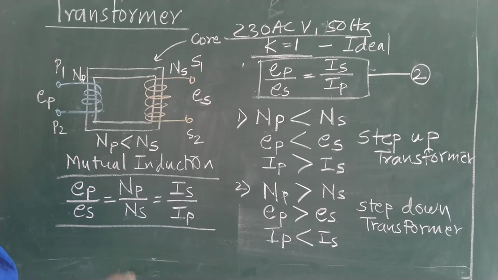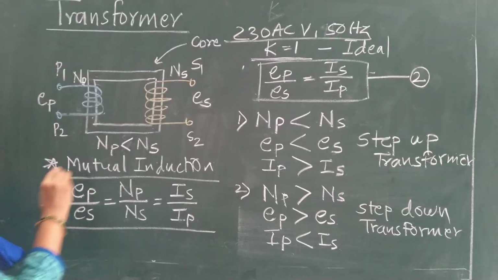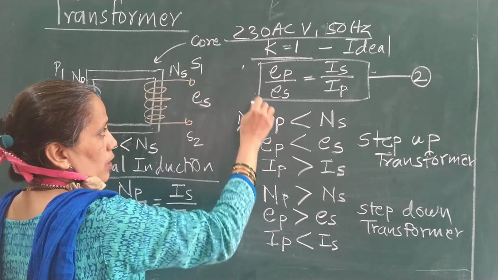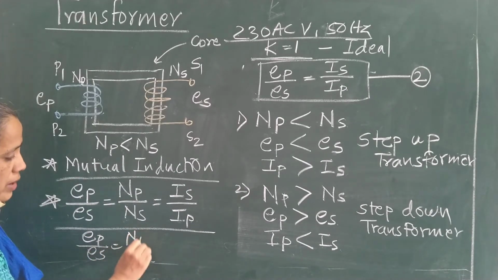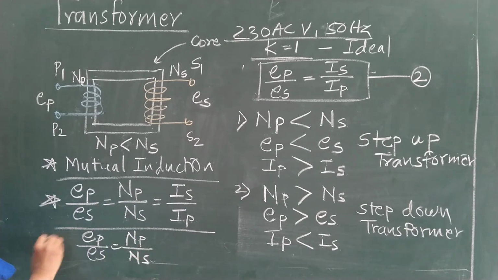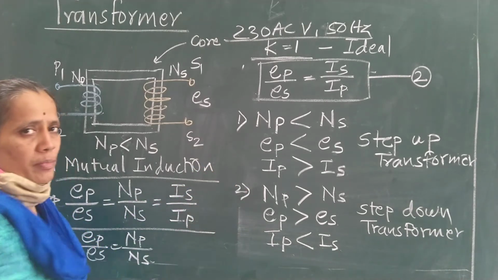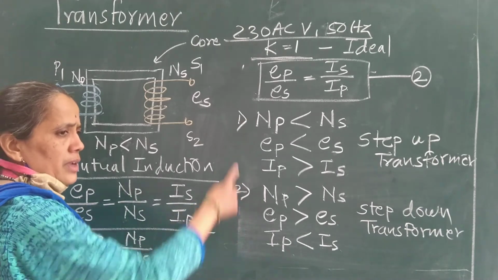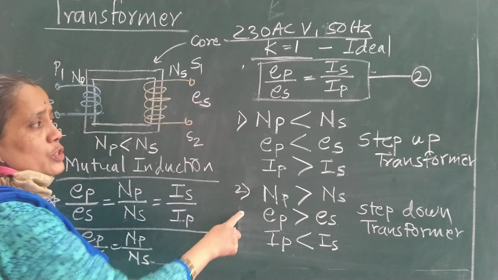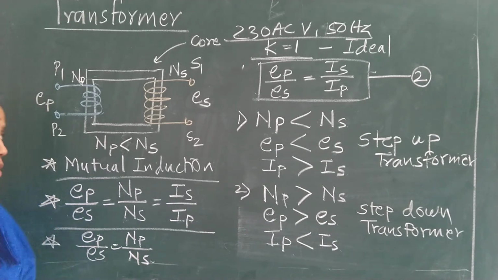Clear? So in transformer, the principle is important, turns ratio is important. Your turns ratio I have already written here as EP upon ES is equal to NP upon NS. This turns ratio is important. Transformer equation is important, and types of transformer, that is step up and step down. So here you will get an MCQ or a question to distinguish between step-up transformer and step-down transformer. Clear? Or there is a large 3-mark question.